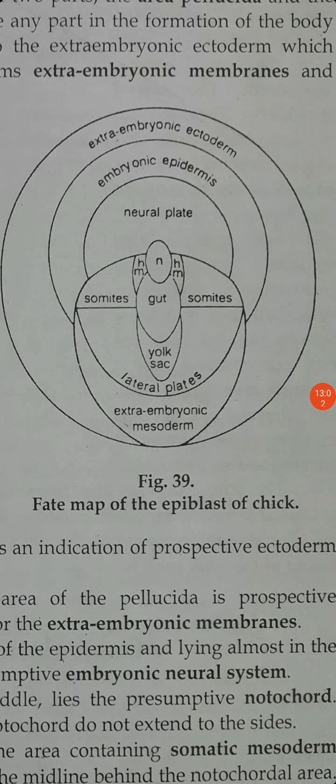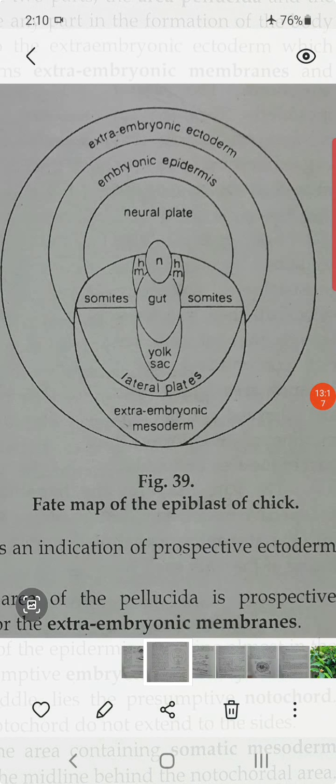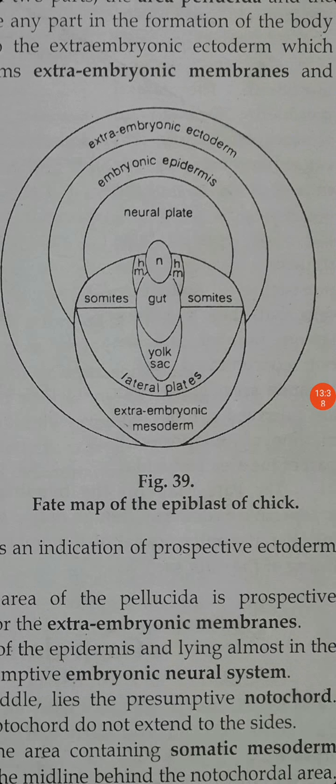So the blastoderm in birds consists of two parts, area pellucida and area opaca. The area opaca does not take part in the formation of the body of the embryo, but instead it gives rise to extraembryonic ectoderm, which during later developmental stages forms the extraembryonic membrane. Which one? Area opaca, and blood vessels of the area vasculosa. Therefore, as far as the part of the embryo is concerned, the fate map is restricted to only the central part, that is the area pellucida.